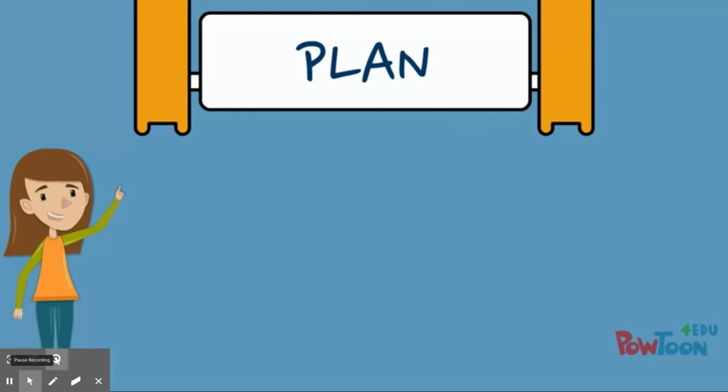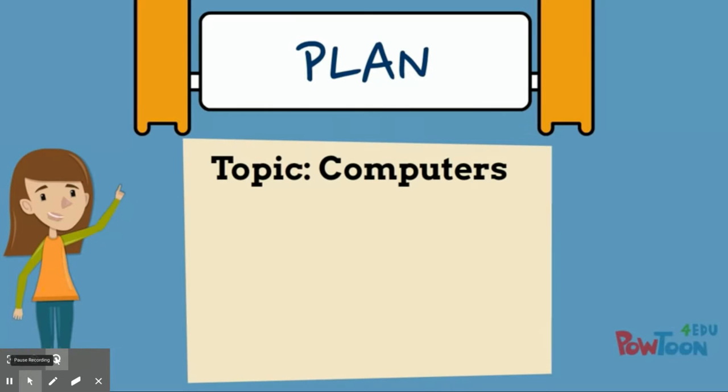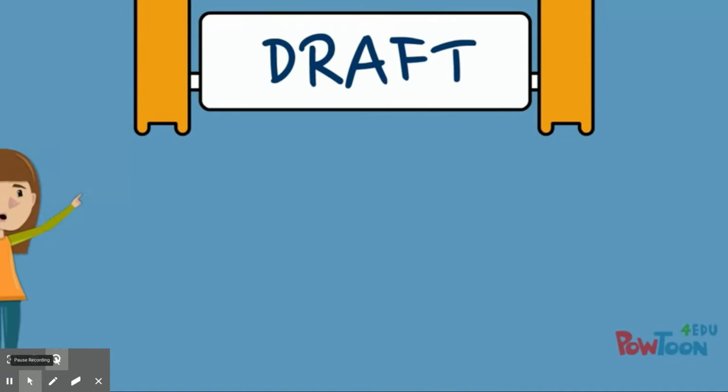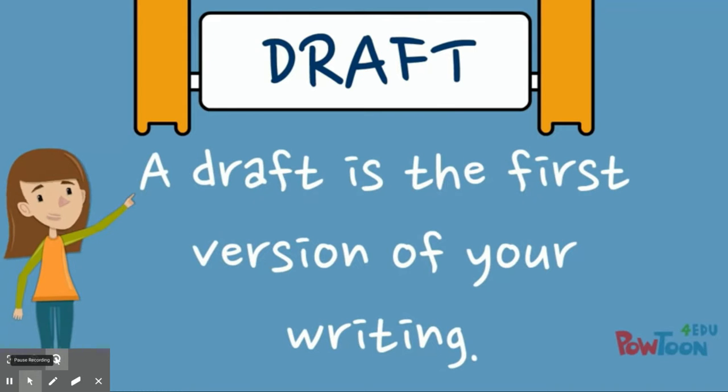I'm writing an informational book about computers. This is my plan. I have already written an introduction, so now I'm ready to continue my draft. A draft is the first version of your writing. You can always go back later and make it even better.